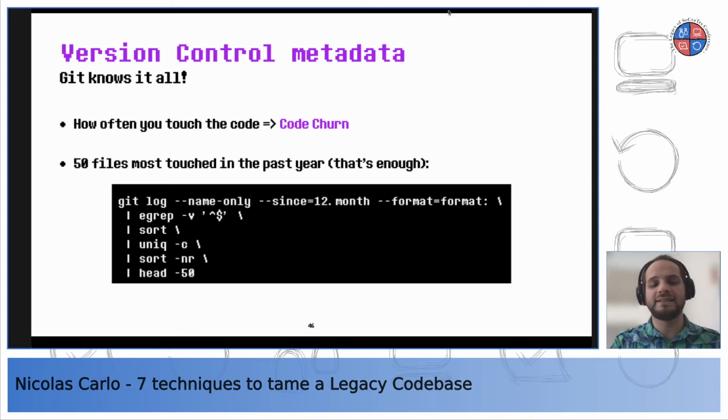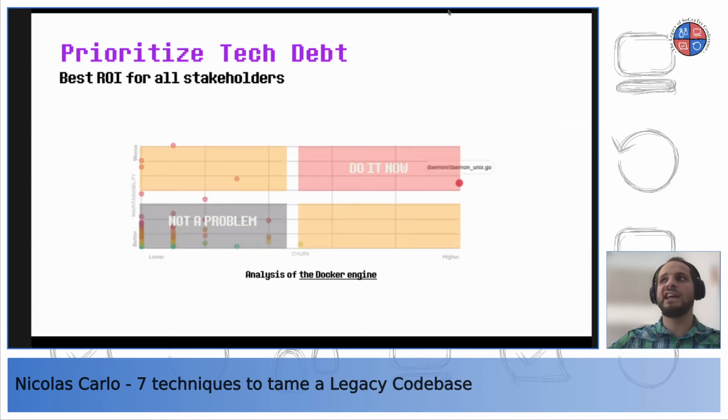You combine that list with any kind of static analysis metric that you have for these files, and you put that in your graph. And this is another way to represent the hotspots. You have the churn and you have the maintainability score. So this is the Docker engine. I'm not familiar with it. I don't do Go. I don't know.